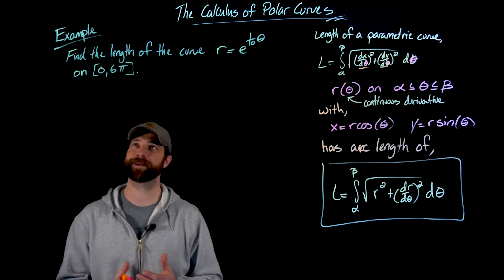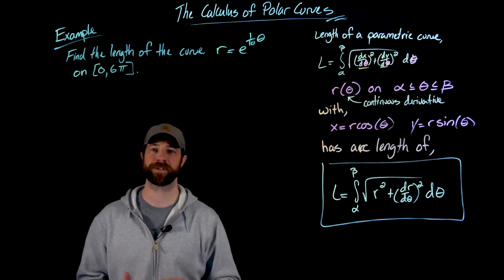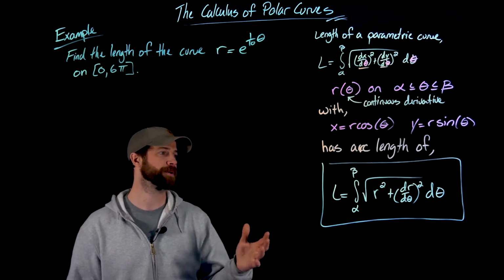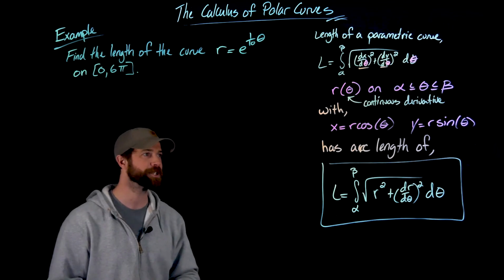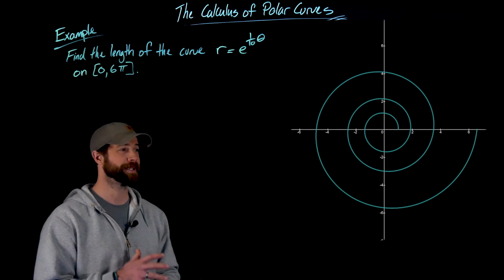All right, in this example, we're going to attack the length of the curve r equals e to the 1/10 theta on 0 to 6 pi. Before I even do the derivative part, which is always my first step, I want to look at an image of this polar curve, which, by the way, is pretty awesome.